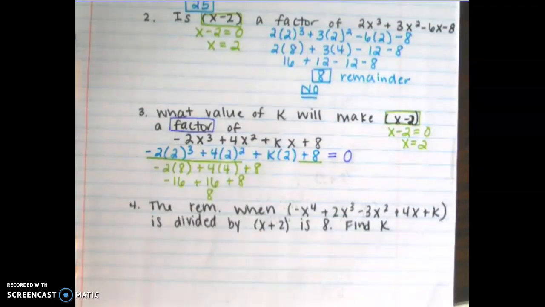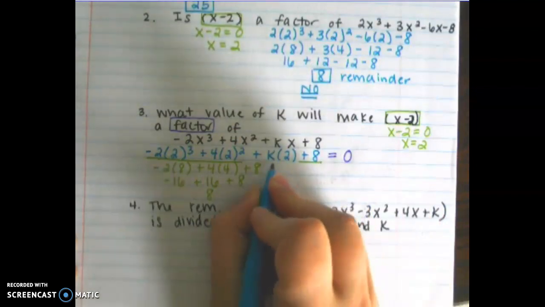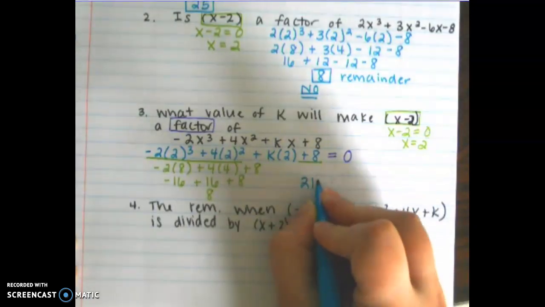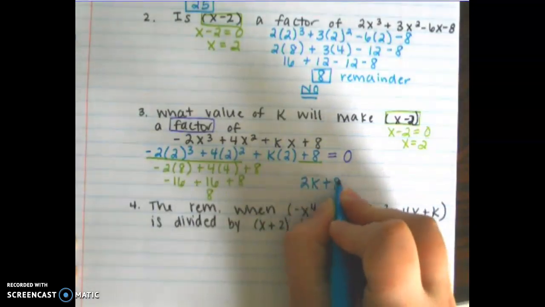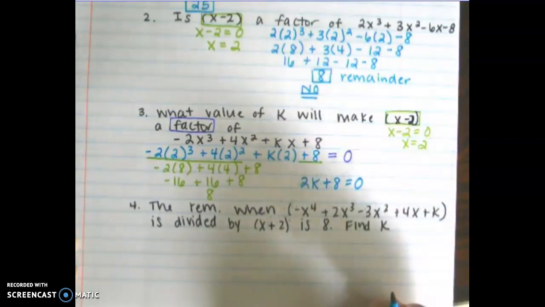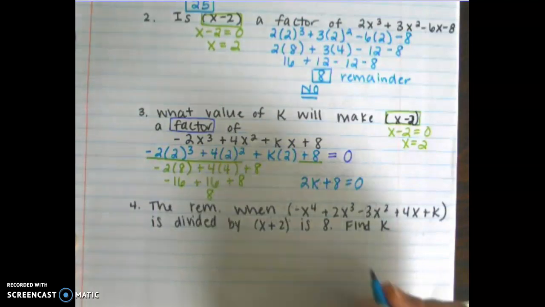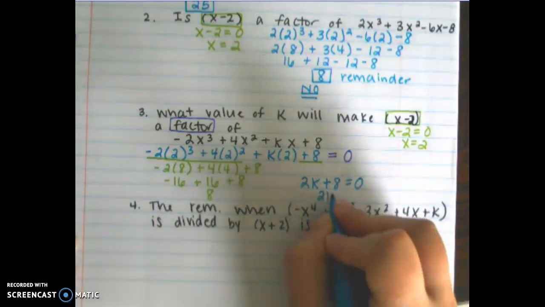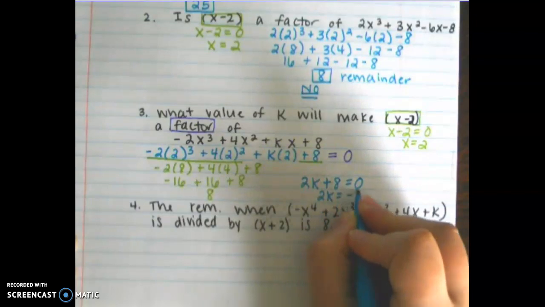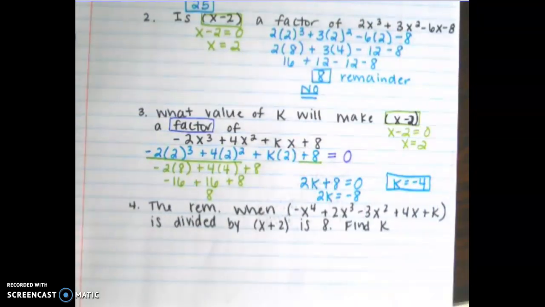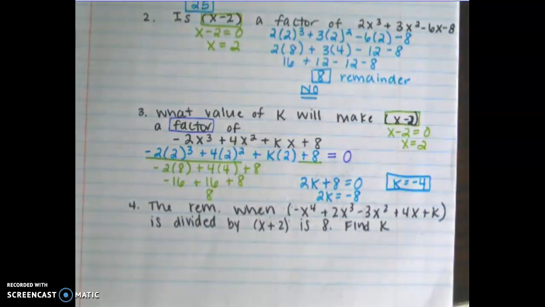So my new simplified equation, I'm just going to swap those because we don't really write equations with the variable first. We put the coefficient first. So 2k plus 8 equals 0. This is now just a two-step equation where I have to solve for k. I'm going to minus 8 on both sides. 0 take away 8 would be negative 8, and I'm going to divide by 2. So k has to equal negative 4.